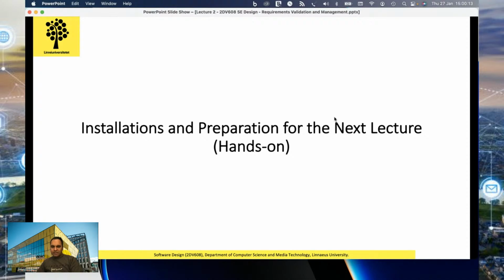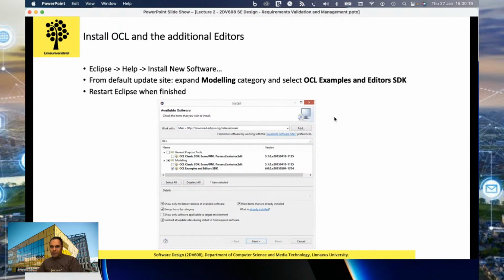For the next lecture, I want you to be prepared with your laptop, and you need to install some tools. One of them is OCL. Based on this slide, I will also publish a tutorial, a PDF, which you can follow to do the installation and some hands-on tutorials.